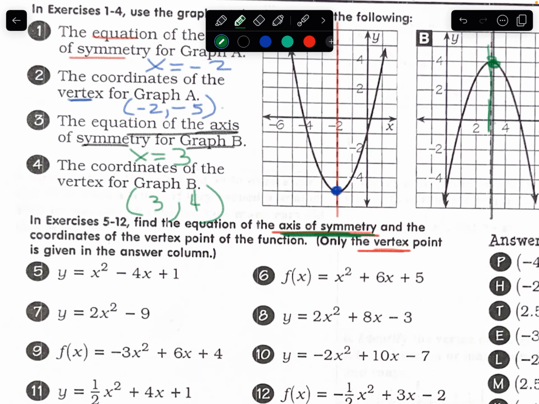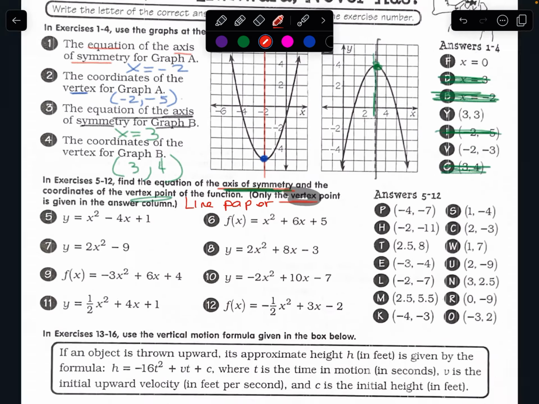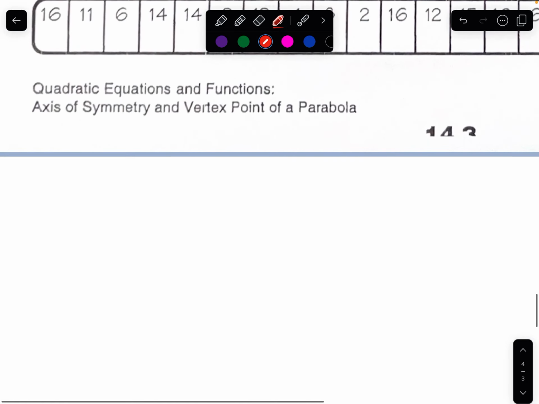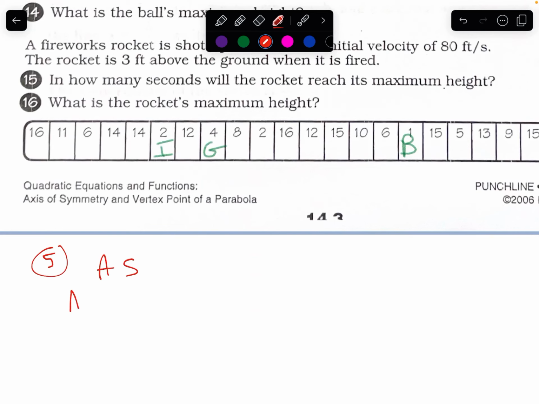This one you need to find the axis of symmetry and the vertex. Well, only the vertex is on your answer column. You really need the axis of symmetry, but what I'm going to look for on your homework is that you do this on line paper or computer paper. First thing you need to do is write number 5, AS, axis of symmetry: x equals -b over 2a.